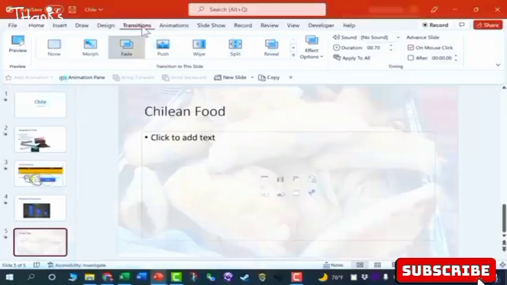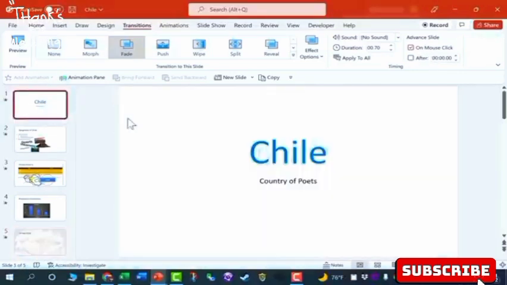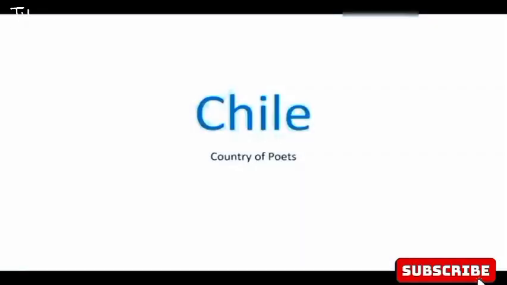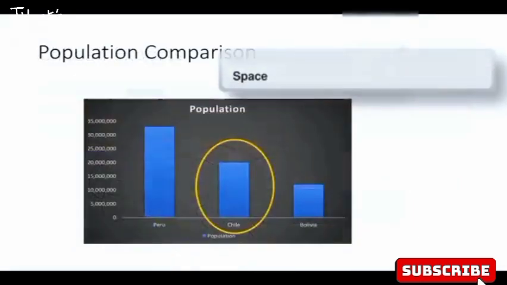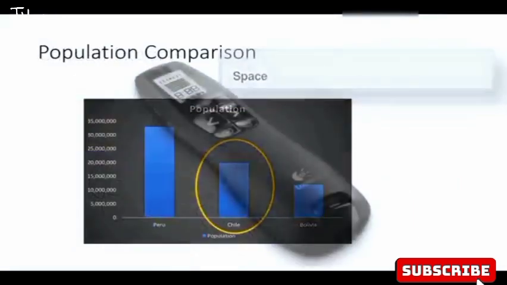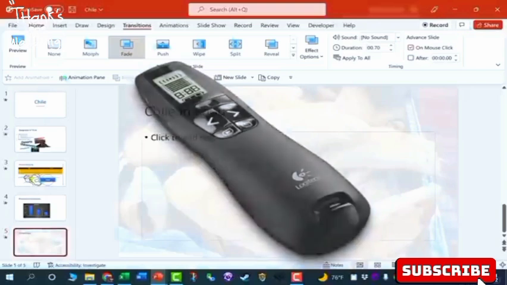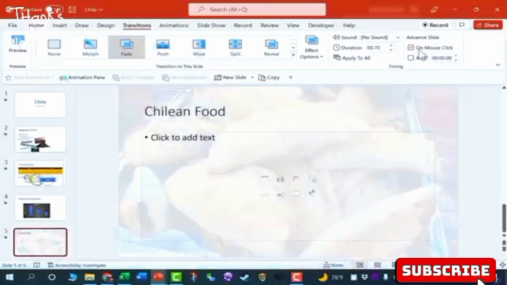Now, another option that we have here on the Transitions ribbon is Advance Slide. By default, the on-mouse click option is selected, and that's good. What that means is, anytime I want to transition from slide 1 to slide 2, all I have to do is click the mouse button, or if I want to, I can use the right arrow or the space bar. All of those methods, or even a presentation remote, will advance the slides. And I'm going to leave it that way. I think it's a good idea to leave that checked.